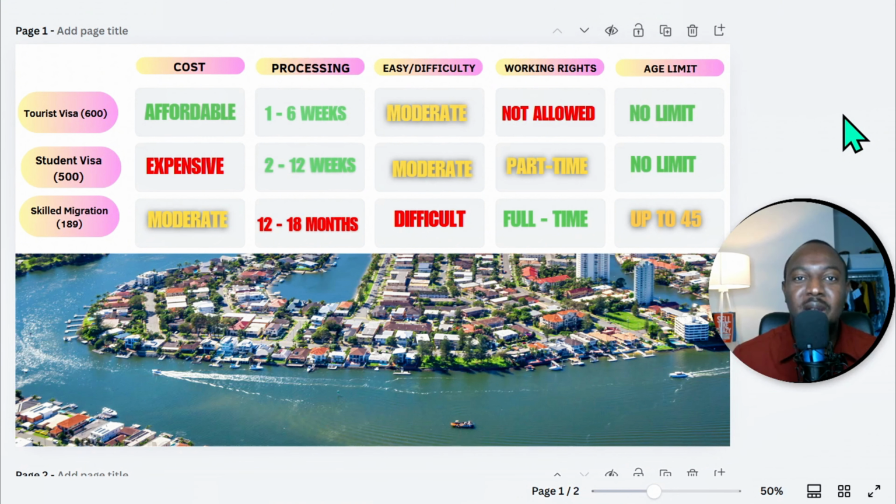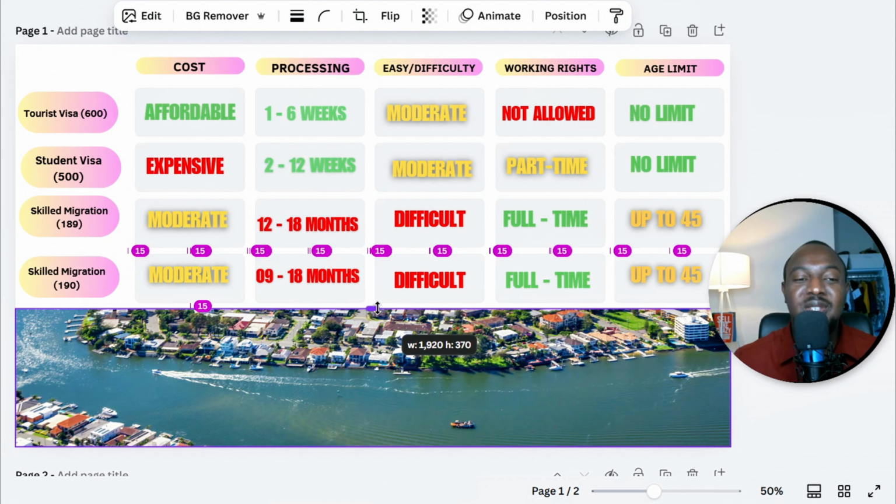Working rights, of course, you are coming here straight away as a permanent resident, so you have full-time working rights. Age limit, you need to be under 45 years. When I say 45 years, you cannot be 45 years and go through the process. You need to make sure you are under the age of 45 before you go through the process.